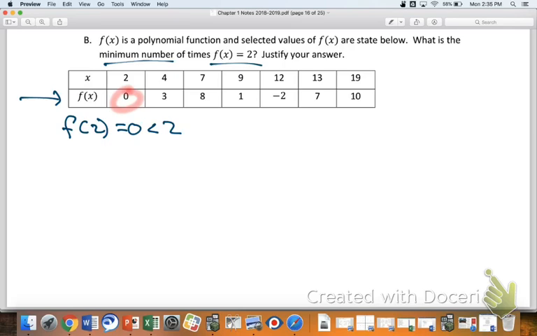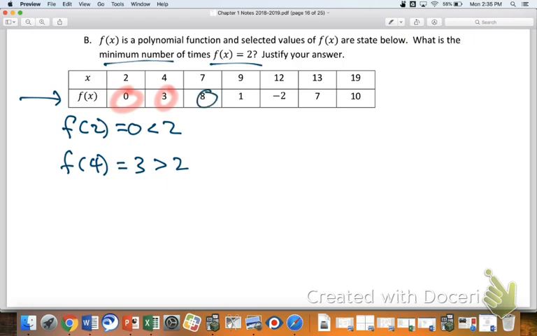Then the very next number that I come to on my outputs is actually bigger than 2, isn't it? Okay, so that's helpful. I'm going to say f of 4 equals 3, which is bigger than 2. So isn't that one place right there, somewhere between x equals 2 and x equals 4? Didn't we hit a y value of 2? We know that that's true because this is a polynomial function. It's continuous. We'll work that in here in a second.